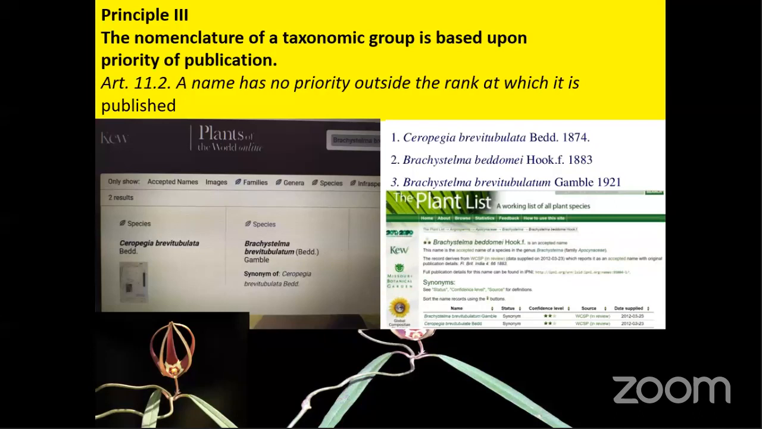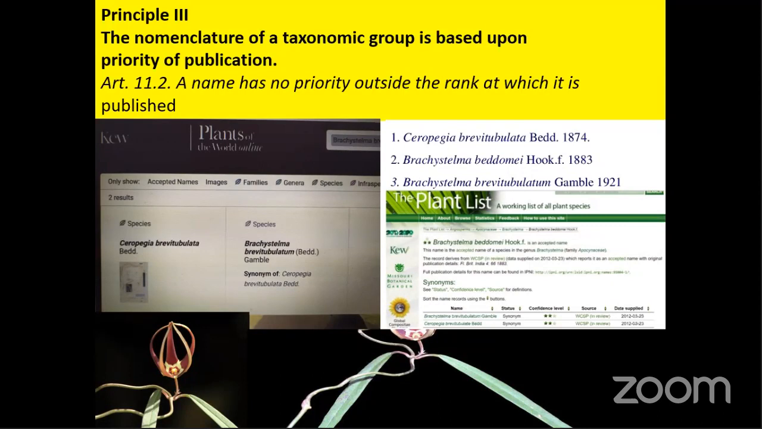You can see the example here. I have given the two sites. One is the Plant List site. The Ceropegia pruinitubulata Bedd. is shown to have been published in 1784. And another one is Brachystelma beddomei Hooker of 1883, and Brachystelma pruinitubulatum Gamble 1921. You can see that all three names are based on the same specimen, the same type. Beddome first collected it in 1874.